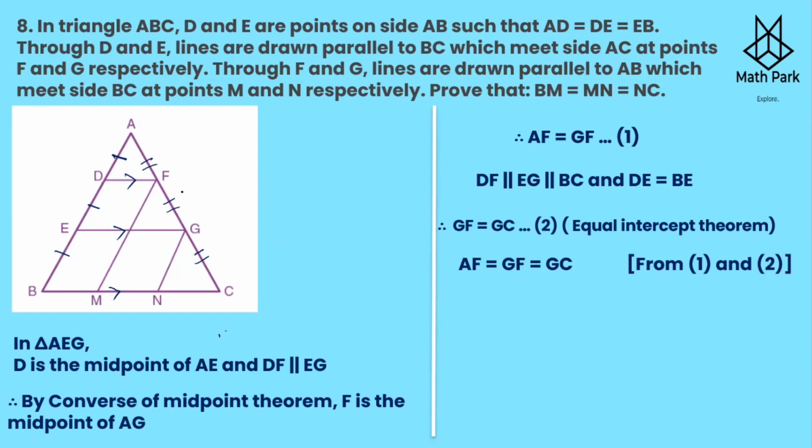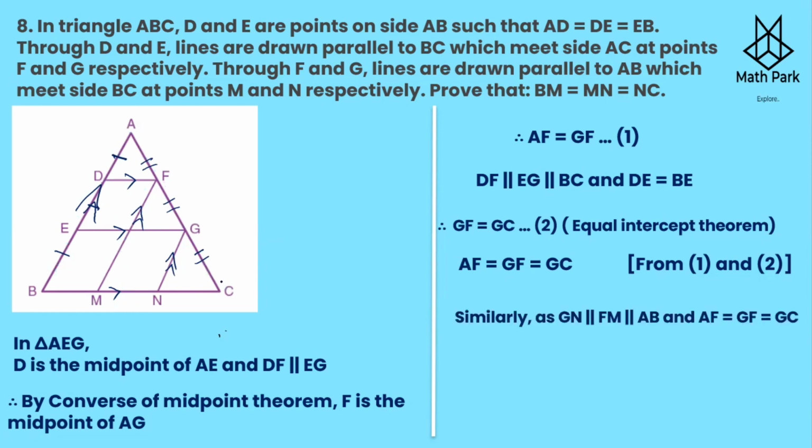All these three are equal. Now, the intercepts, we have these three lines parallel. Which lines parallel we are talking of? Line AB is parallel to MF, is parallel to GN because by construction. And intercepts made by the transversal AC are equal.